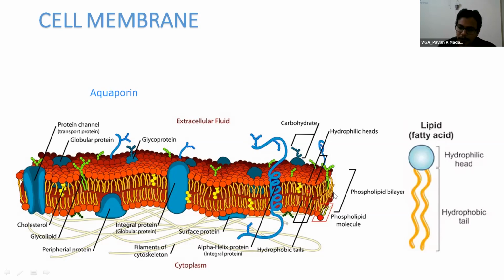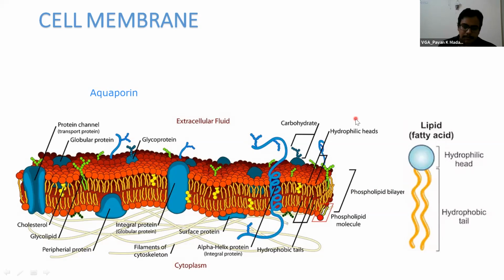And you can see this is of two layers. These lipid molecules usually contain phosphate molecules, so they are called phospholipids. As there are two layers here, it is called a phospholipid bilayer. Okay, so this is the major thing we need to remember over here.